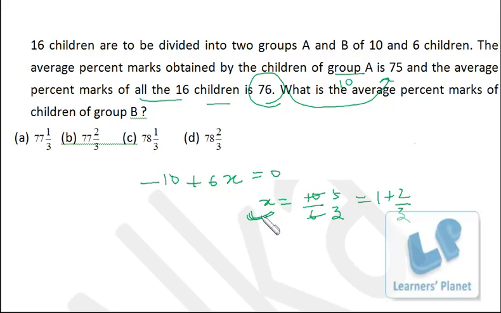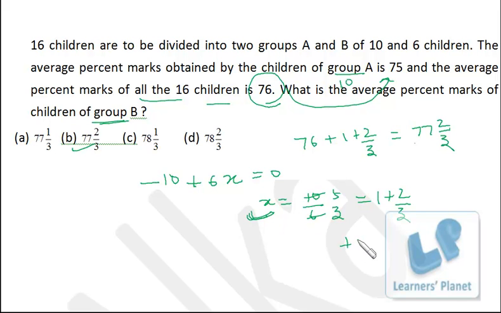So that is the average deviation, the deviation of each student, or per student. So the overall average is 76 and this is the deviation. So the total is 77 and 2 by 3. That is the average of group B. See how simply we can do this problem if we use the deviation concept.